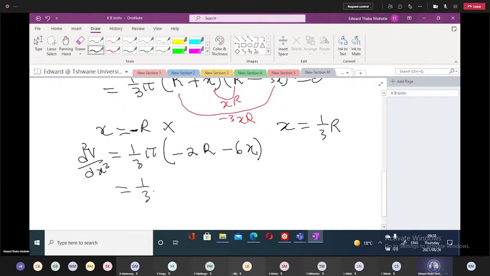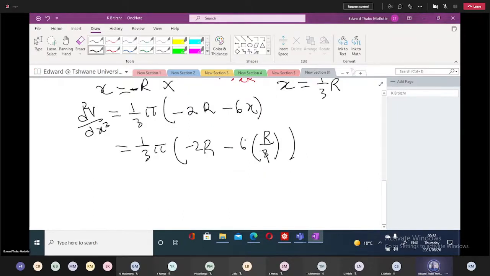Now substituting my value of x here, let's see what we get. It's 1 over 3 pi times minus 2R minus 6 multiplied by 1 over 3 R. In this case, the 3 and this one cancel out. We have minus 4R over 3 pi. So we can see that this is less than 0. So this means we have a maximum. So we have tested that.